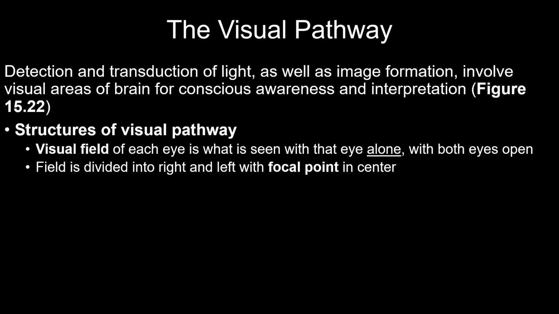And so let's think about first the concept of a visual field. So the visual field refers to what each eye is able to see with that eye alone. However, this term also refers to what you see with both eyes open, divided into right and left with the focal point or whatever you're focused on in the middle.